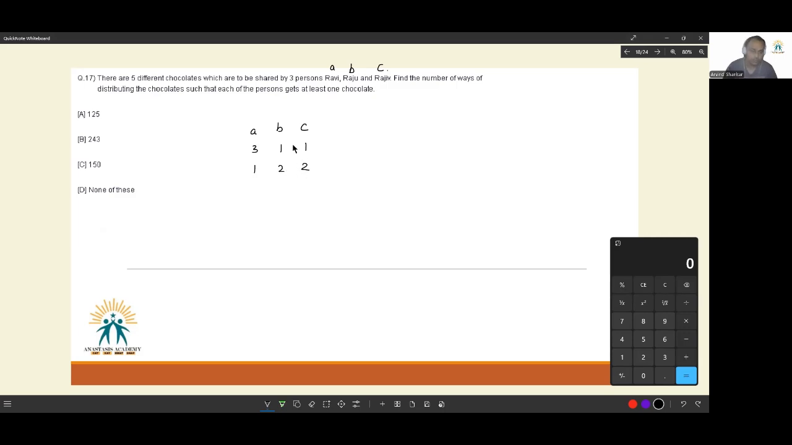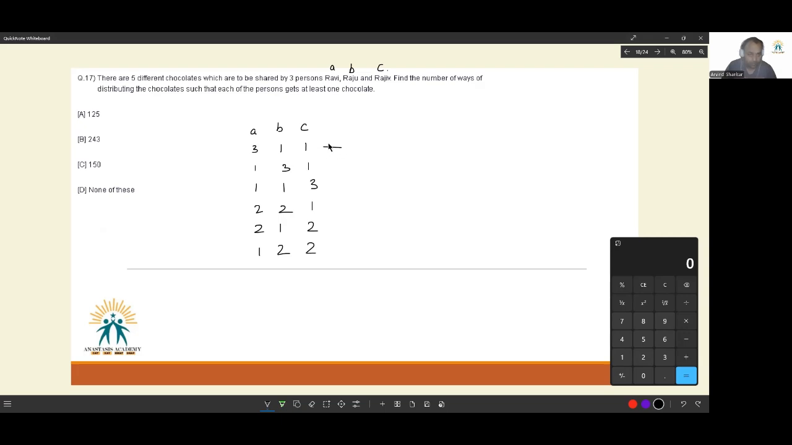Who gets 3, who gets 1? You can, of course, make new cases for that. You can perhaps write this down also: 3, 1, 1; 1, 3, 1; 1, 1, 3; or 2, 2, 1; 2, 1, 2; 1, 2, 2. These are the only ways, 3, 1, 1 and 2, 2, 1, in which 5 chocolates can be given to 3 people, such that each one of them ends up with at least 1 chocolate.